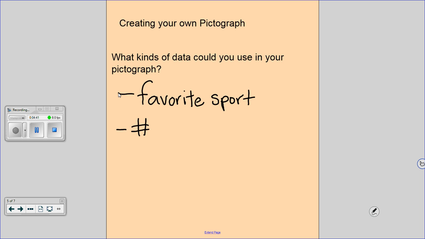We also did number. I know that looks like a hashtag, but before it was a hashtag, it was used as a number symbol. Number of cookies sold. They were not favorite cookies, they were number of cookies sold. I could use that information and put it into a graph. What else could I put in a pictograph?